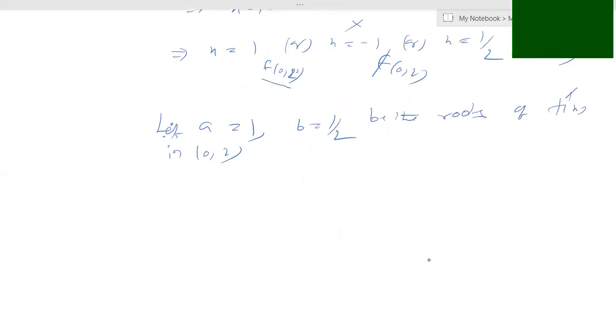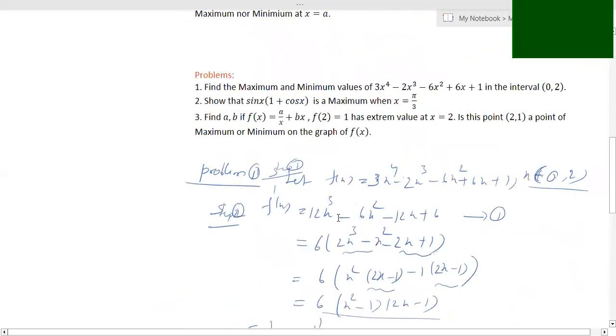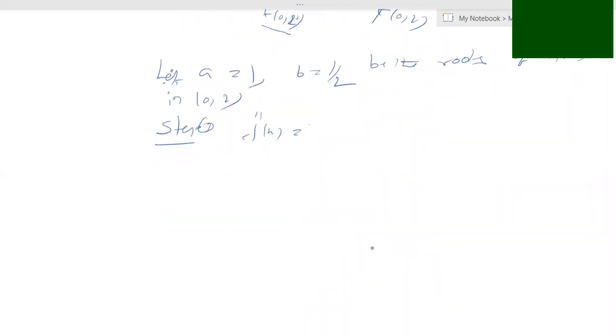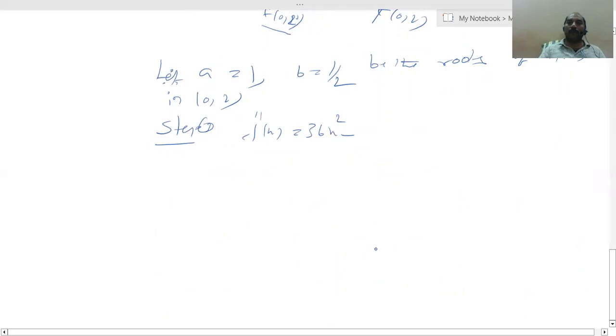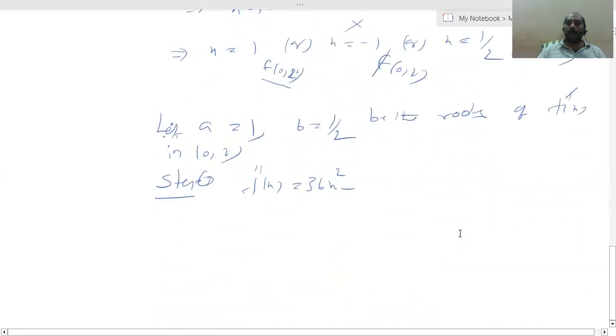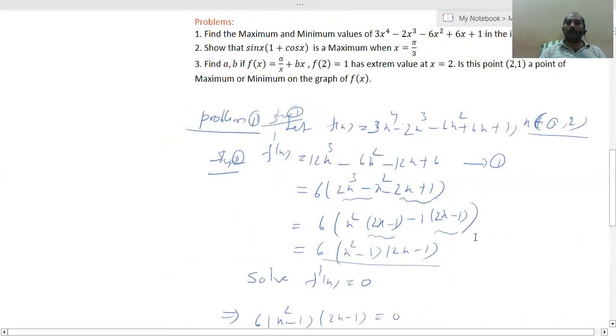Now step 3 is find its second derivative, f double dash x. You observe the first derivative and take one more derivative to get the second order derivative. 12 into 3 is 36x square. The first term is 36x square. Next term is 6 into 2x, that means 12x, minus 12x. Next term in the derivative is minus 12 into 1, that means minus 12.